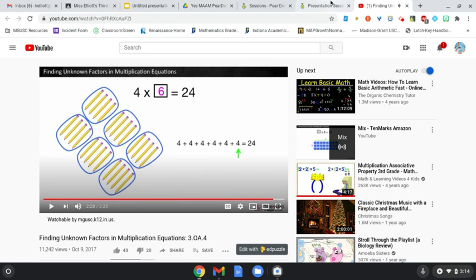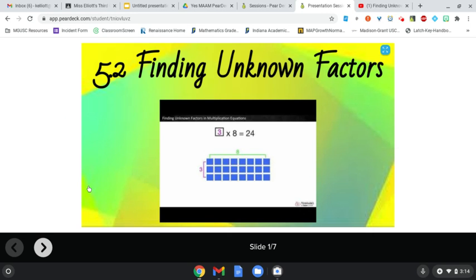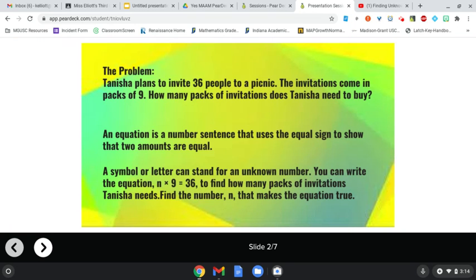Okay, so now we're going to go back to our pair deck, and you don't have to do any of this. You're just watching this video, and the Edpuzzle is going to pause and ask you specific questions during this time as I am filling in the answers for these problems. So it says the problem: Tanisha plans to invite 36 people to a picnic. The invitations come in packs of 9. How many packs of invitations does Tanisha need to buy?